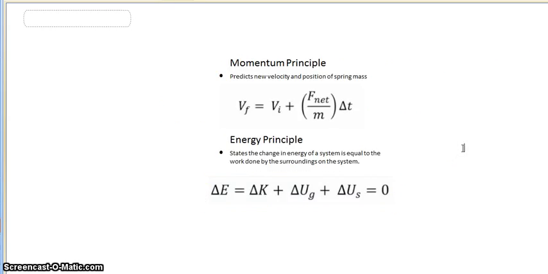The two main physics principles used in this lab are the momentum principle and the energy principle. The momentum principle is used to predict the mass's new velocity and position. The energy principle states that the change in energy of a system is equal to the work done on the system by the surroundings. Our system includes the mass, the spring, and the earth. Hooke's law is used to calculate the spring's relaxed length and stiffness.